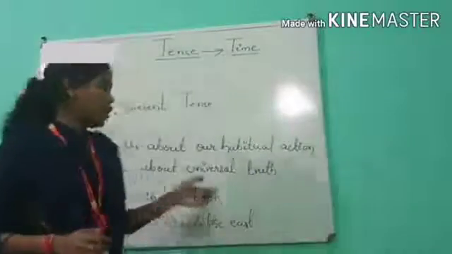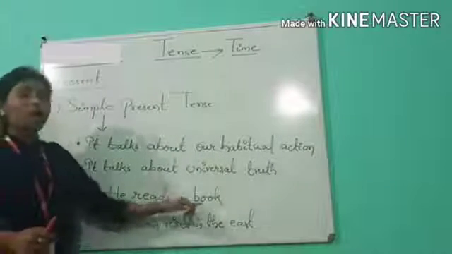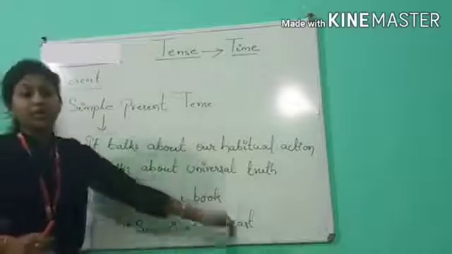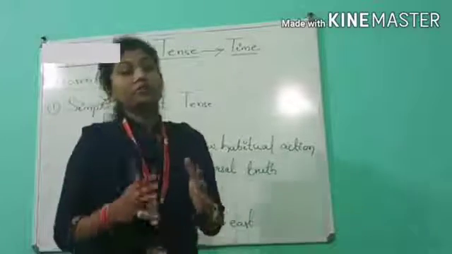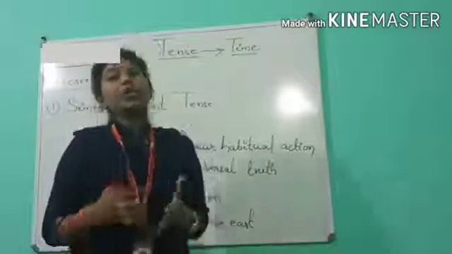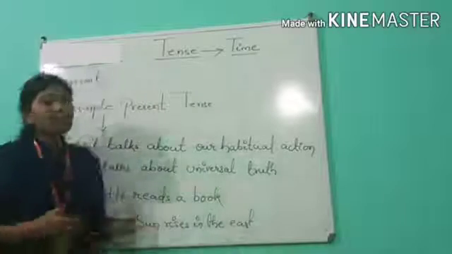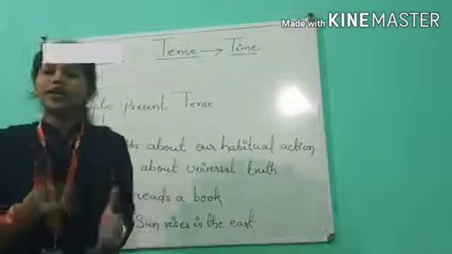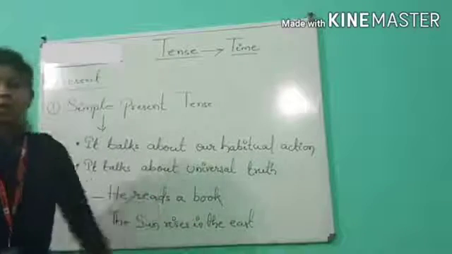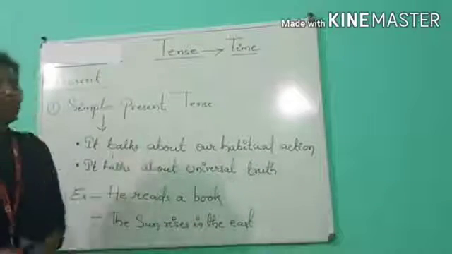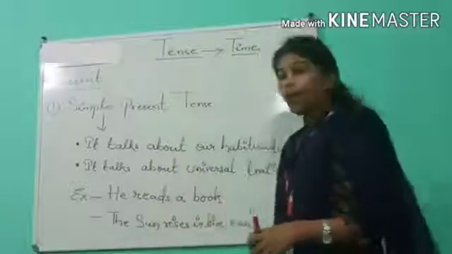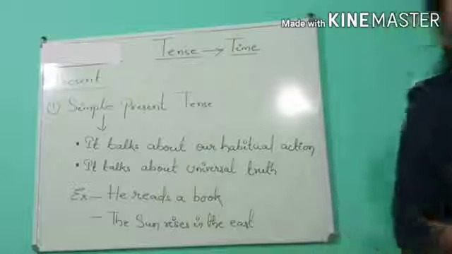You can see the board. The first one is, he reads a book. And the second example is, the sun rises in the east, or we can say the earth revolves around the sun. So these are all universal truths which we cannot deny. And this is the habit of a pronoun, or we can say a noun, that he reads a book. So I hope this simple present tense is clear to you all. Now just have a look at the board and try to understand yourself.